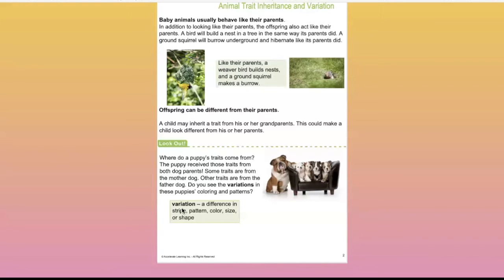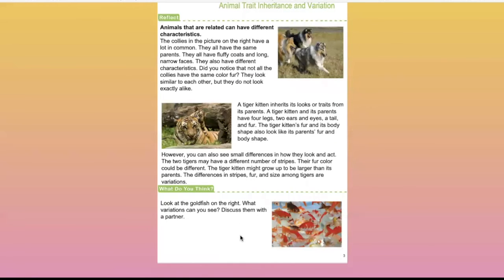Variation, our vocabulary word, means a difference in stripe, pattern, color, size, or shape. Do you see the variations in these puppies' coloring? That means the color and patterns. What do we notice about these puppies?